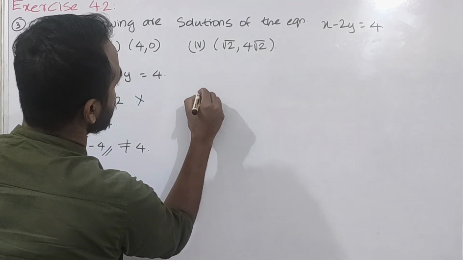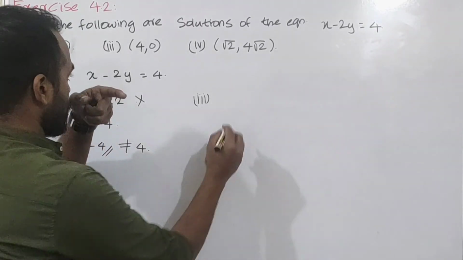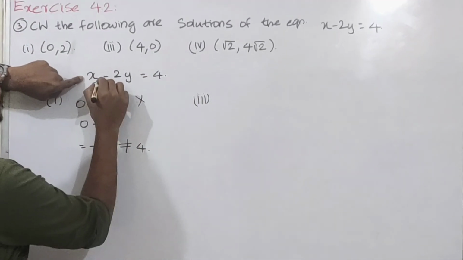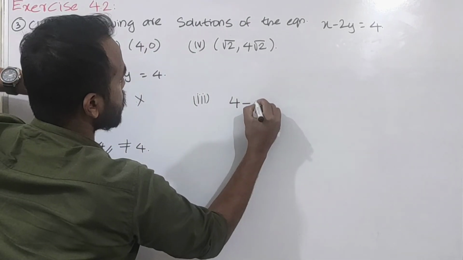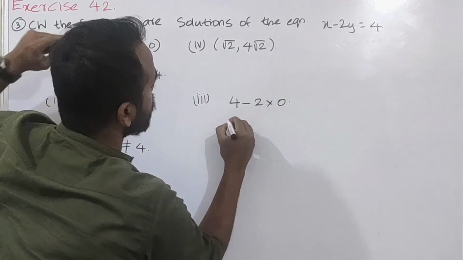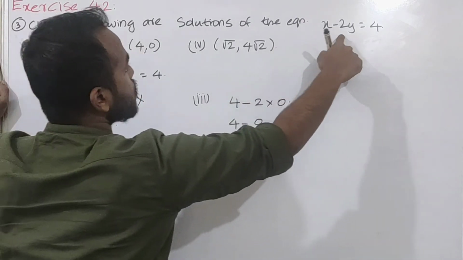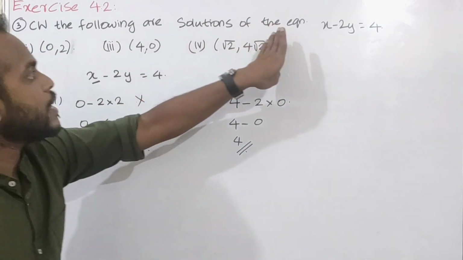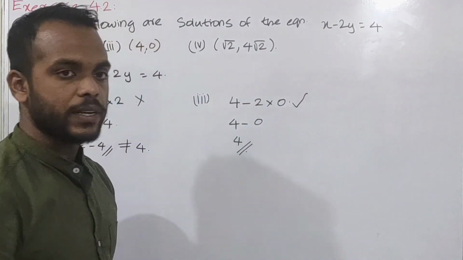Now I will check the third one. Remaining 2 and the fifth can be done by you. The question is to check whether 4 comma 0 is a solution. So we'll put x is equal to 4. So the answer will become 4 minus 2 into, what's the y value here? It is 0. So it is 4 minus 0, or simply 4. Now what is the RHS? We have 4 in the RHS. So clearly 4 comma 0 is a solution of this equation x minus 2y is equal to 4. So that's how it is to be done.